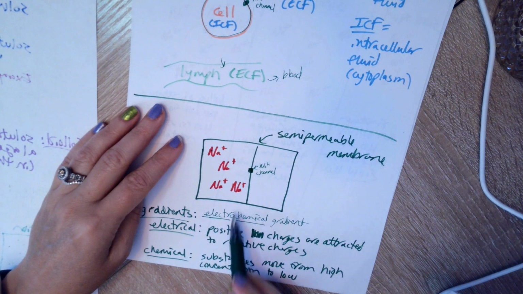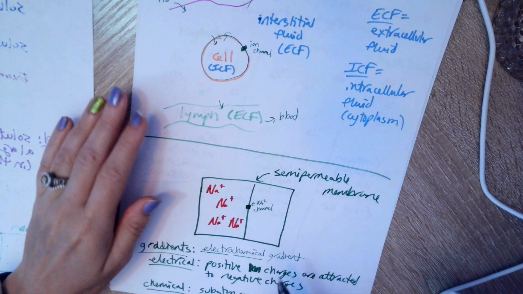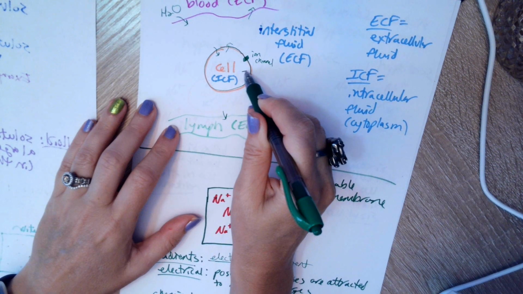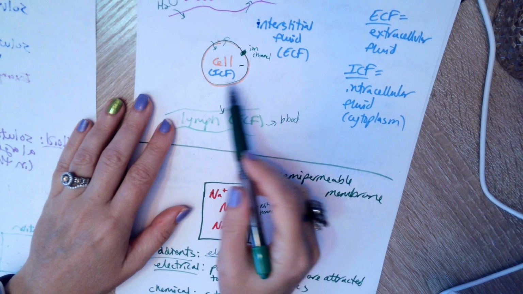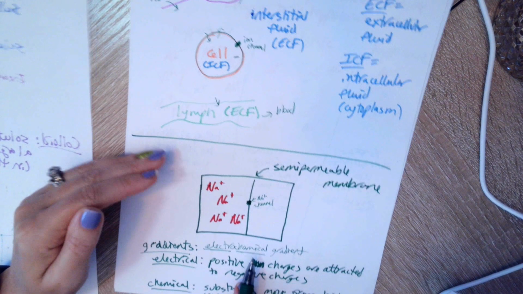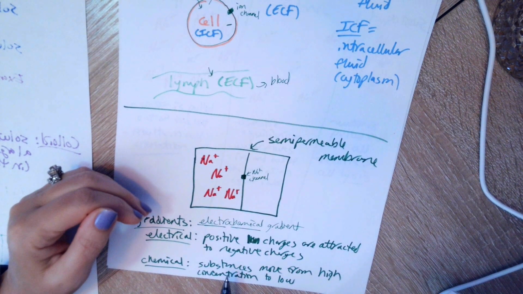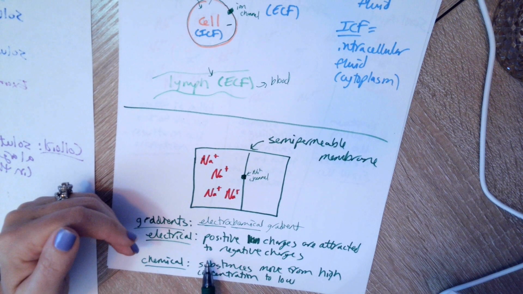Positive ions like sodium are attracted to negative environments. And just for future reference, inside the cell tends to be a negative environment, which makes sodium really attracted to want to go inside the cell. That's something that we're going to build on later in the semester, so just keep that in the back of your mind. It's not so important right now.